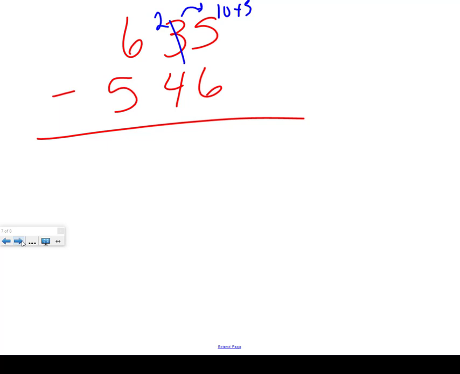And this 5 right here is from where I already had over here. So the 10 that I brought over plus the 5 that I already had, I now have 15. So all that's gone, and I only have 15. So 15 minus the 6 that's right here in this column, and when I do that, I get 9.